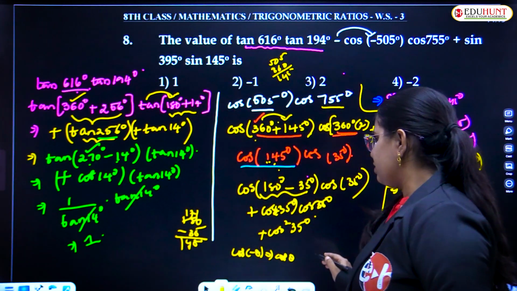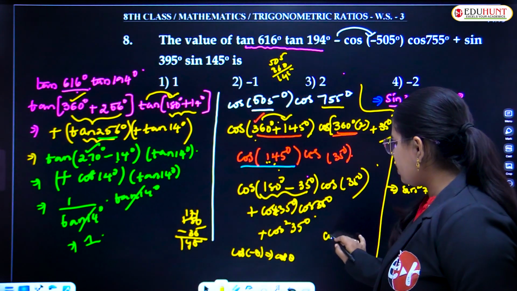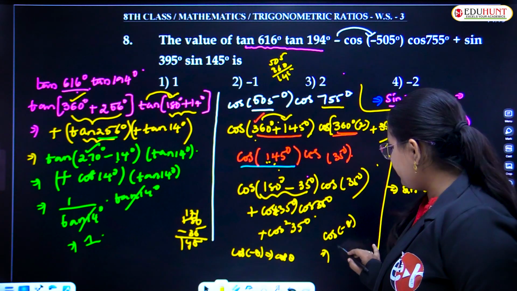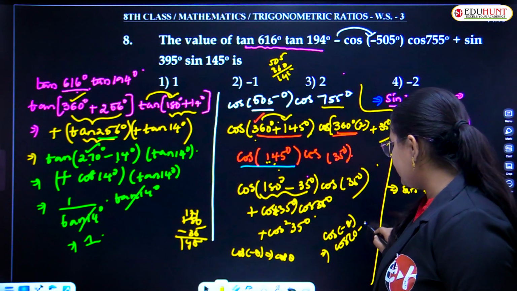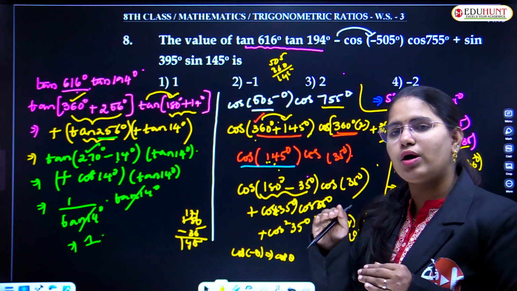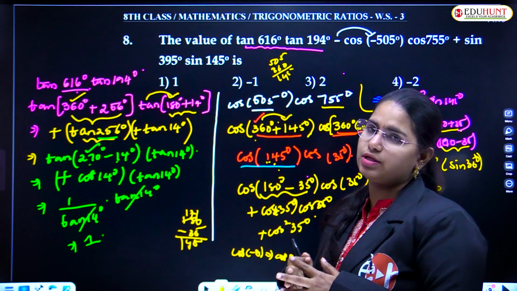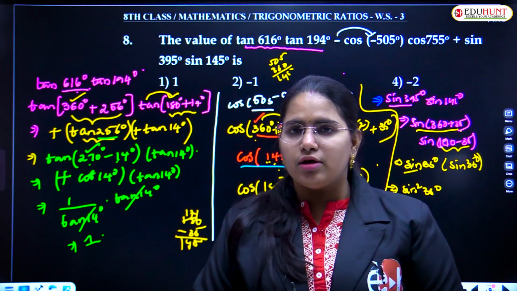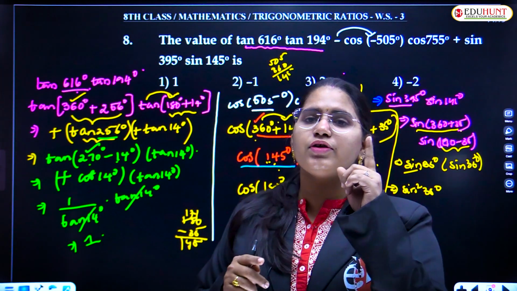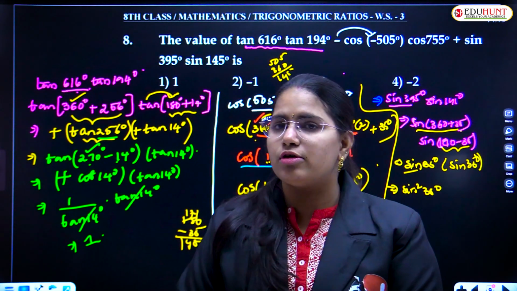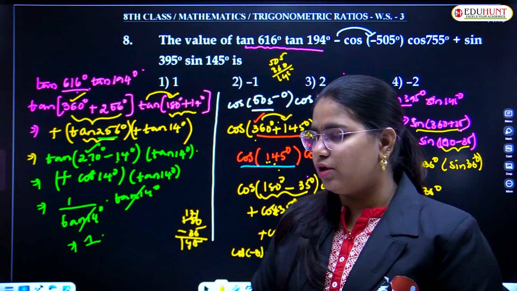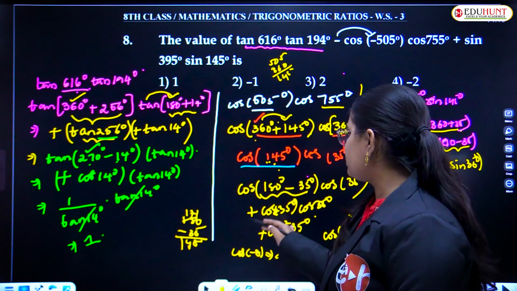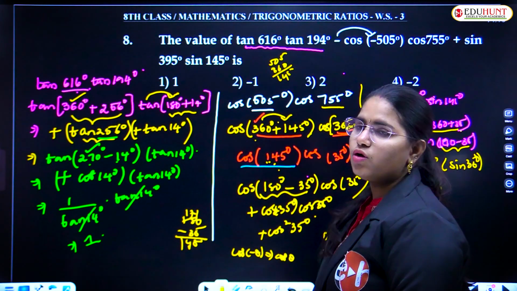Because for any particular angle, cos of minus theta can be written as cos of 0 minus theta. That means the angles you are considering here are less than 0, so it is in the fourth quadrant, correct? In the fourth quadrant, which trigonometric ratio is positive? Obviously cos and secant. So that is the reason cos of minus theta is cos theta, so cos of minus 35 is cos 35.